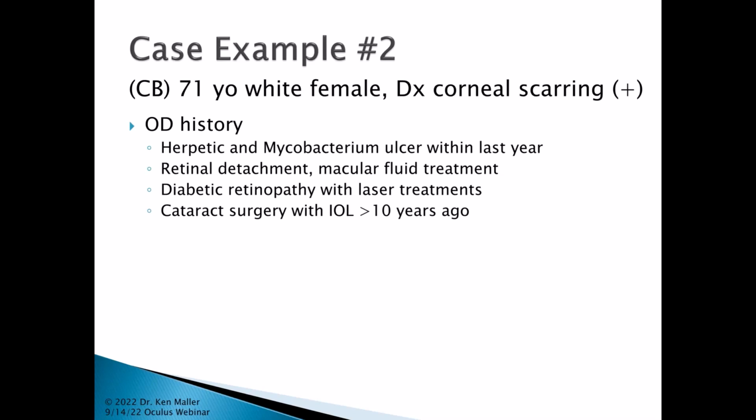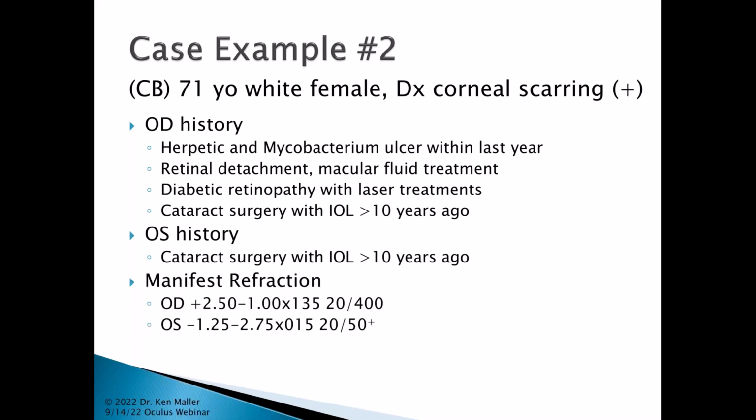Herpes wasn't enough. She had a retinal detachment along with some macular fluid. The diabetic retinopathy was not helping her retinas at all, so she had some laser treatments there. She also had cataract surgery with an IOL better than 10 years prior. The left eye is a little more boring, just cataract surgery with the IOL better than 10 years ago. Refraction that I found, and of course the right eye didn't see very well because it really has been through quite a bit. And the left eye really was not doing all that great either, and a lot of that had to do with the ocular surface disease that she was dealing with as well, so only 20/50 plus.